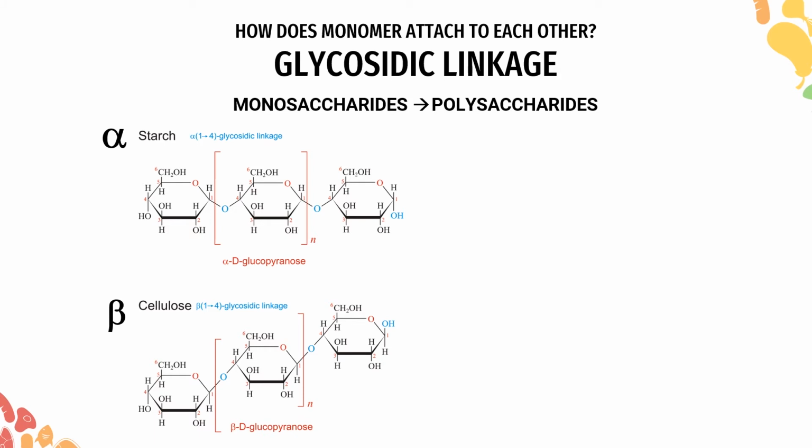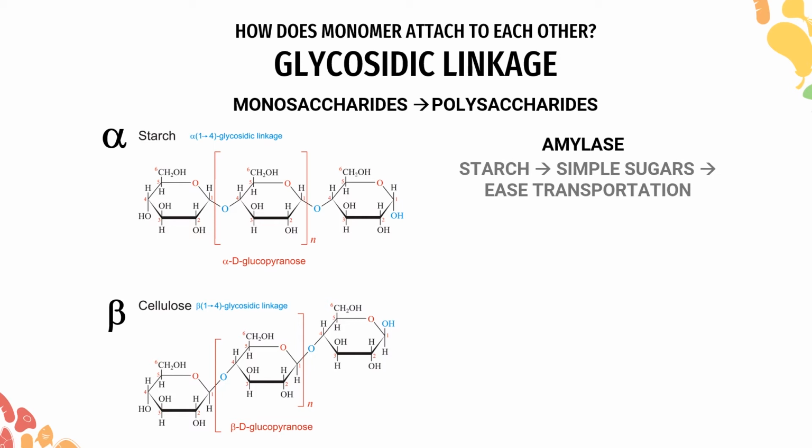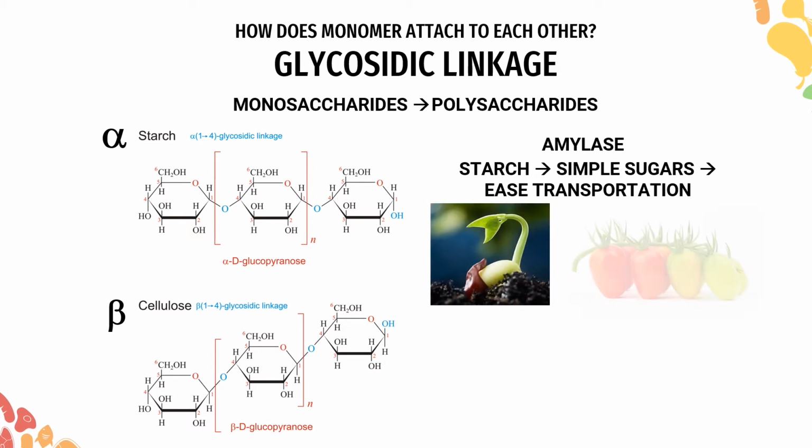All plants contain alpha-glucosidase enzymes such as amylase, that are able to break down the storage glucans of starch into simple sugars that are soluble in water and easily transported within the plants. This mechanism is very important in plant germination and also in the fruit ripening process. That's why ripened fruits are sweet.